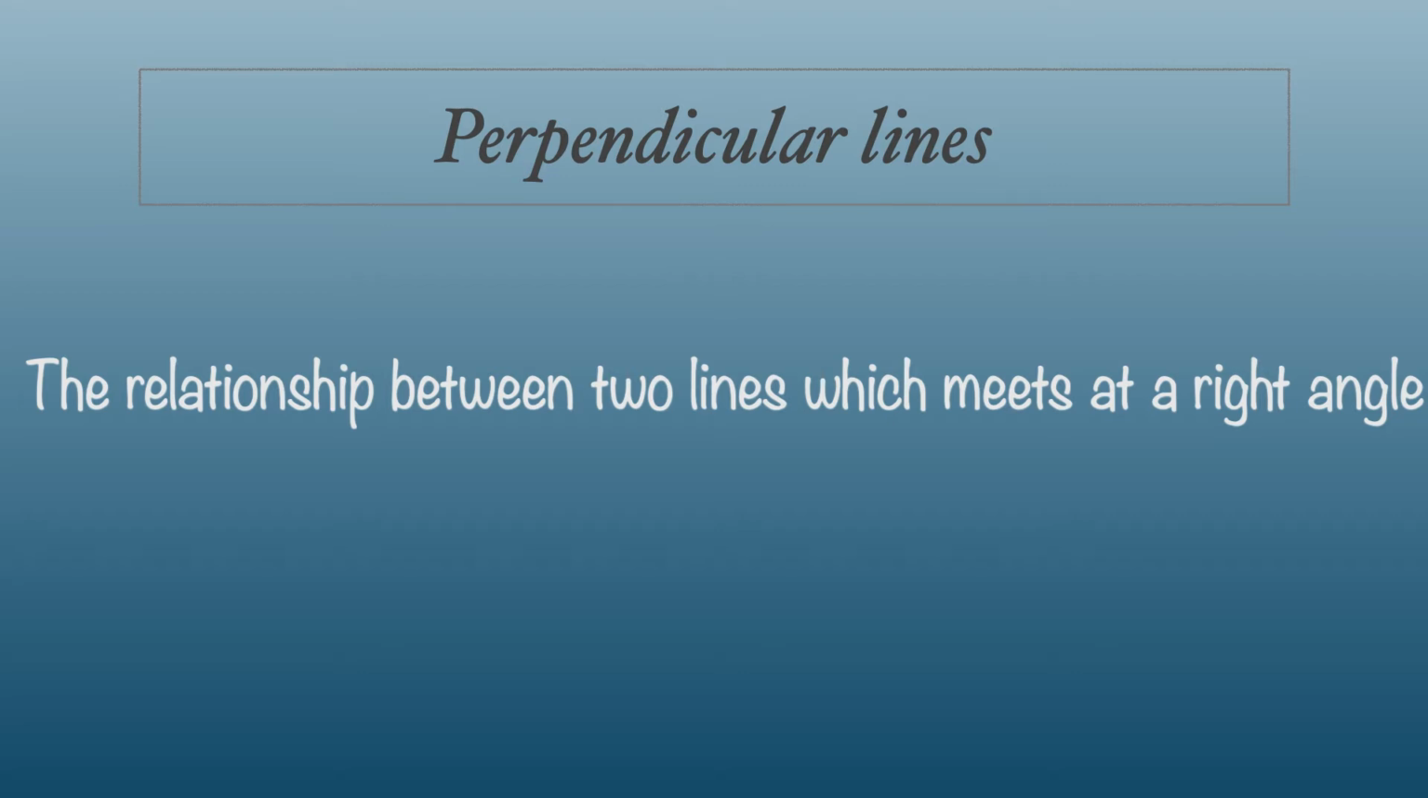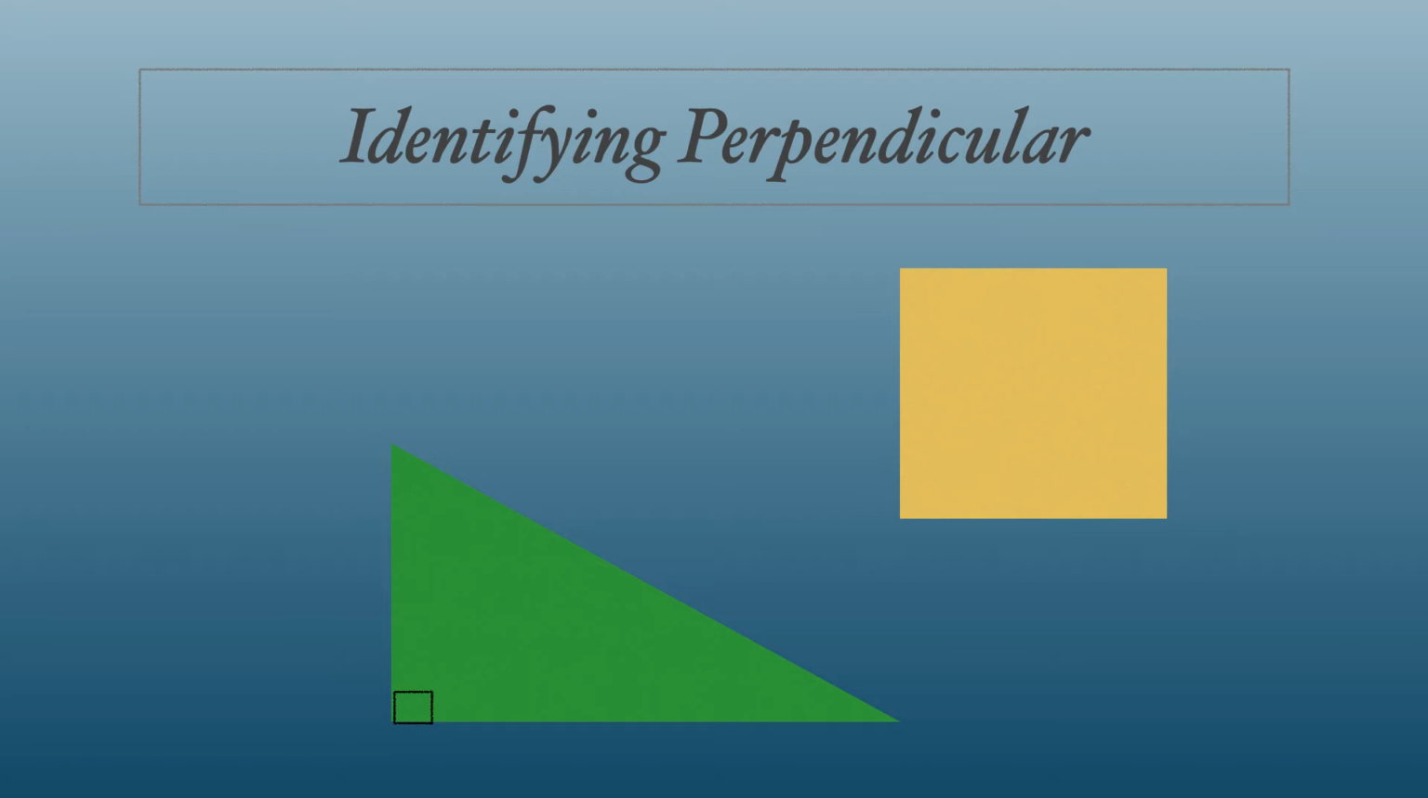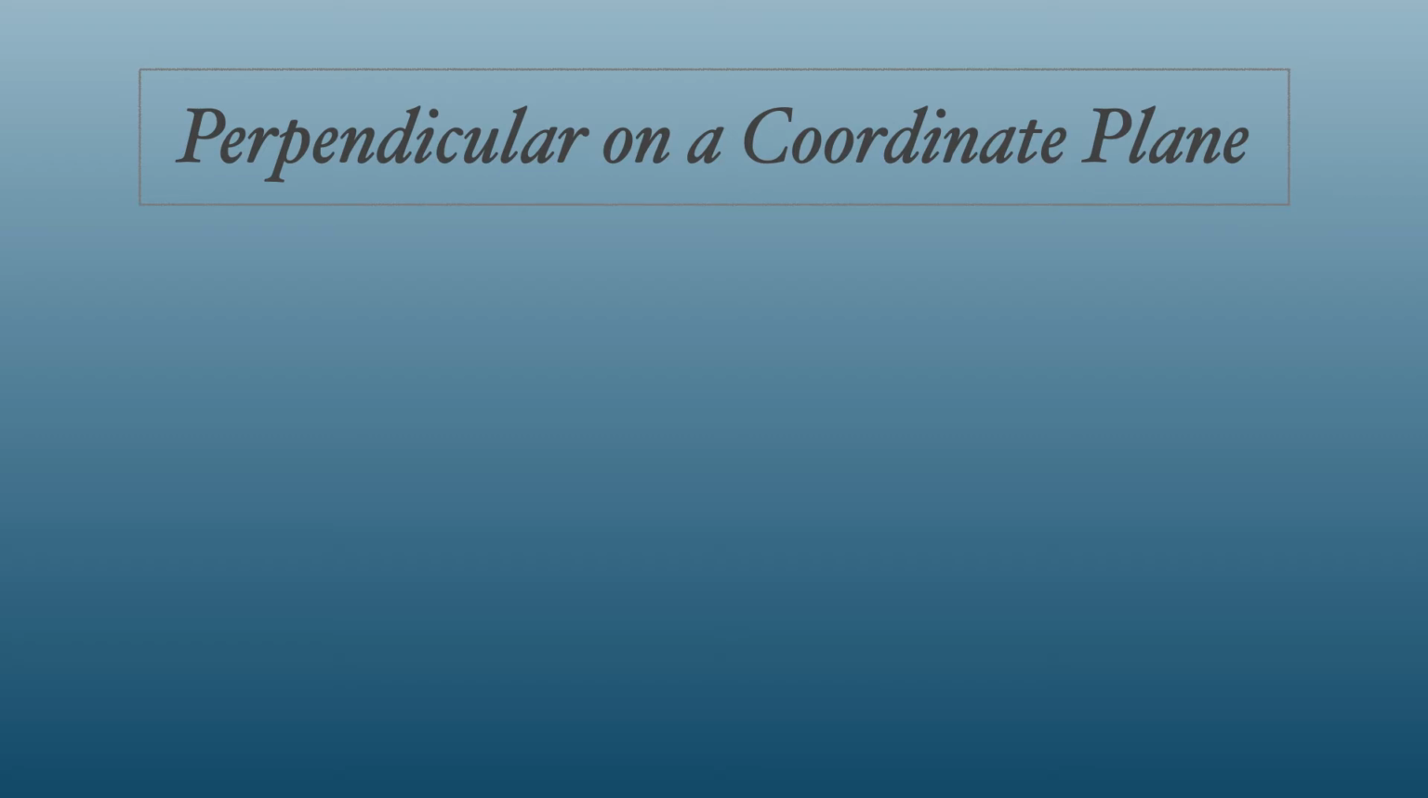Perpendicular lines have a relationship where they meet at right angles. In order for me to identify them in geometry, I draw little box squares in the right angle corner. Now, if I have a square, I have 4 right angles, so I have to mark all 4 of the right angles.